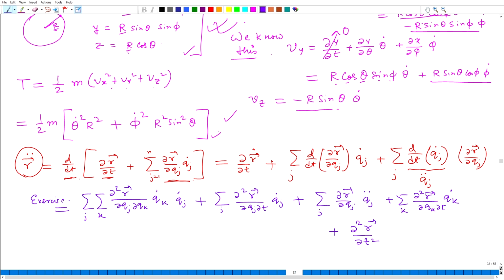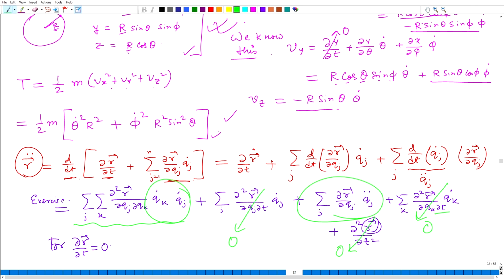Okay. Again, we can make some simplifications by saying that my r is not explicitly depending on t. So, for del r del t equal to 0, I can make this term 0, this term 0, because there is a del t, this term 0. So, you will have one term which is quadratic in generalized velocities, and you will have another term which is carrying the double time derivative of the generalized velocities.